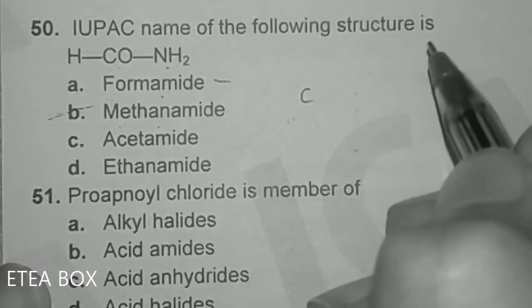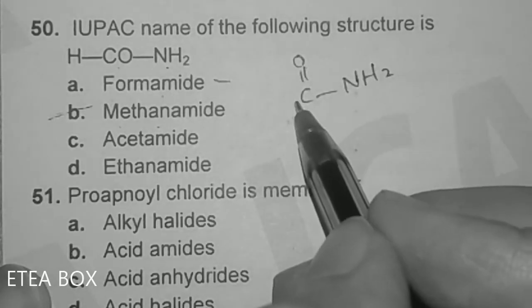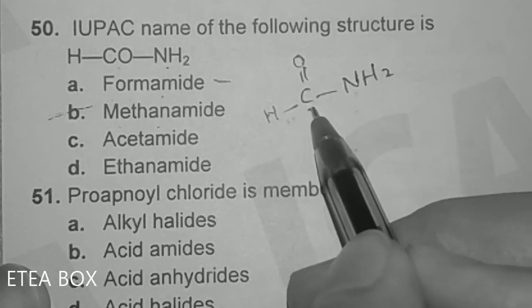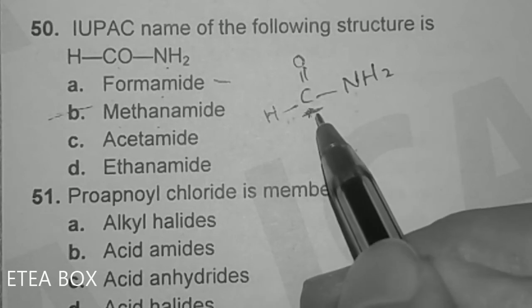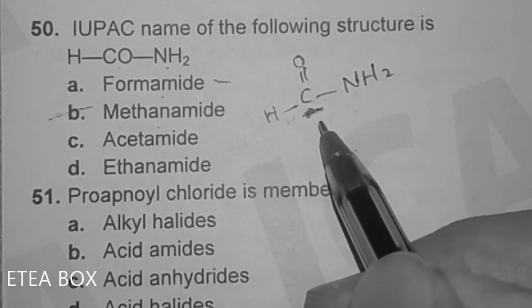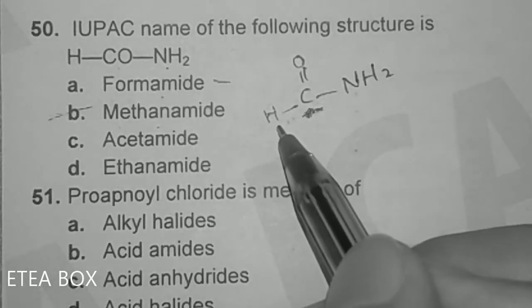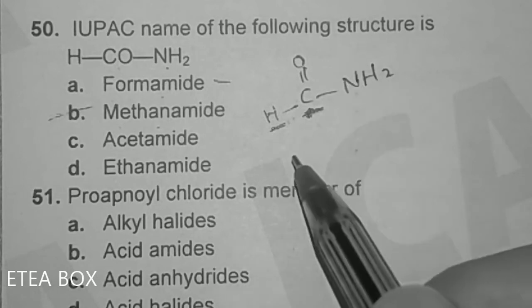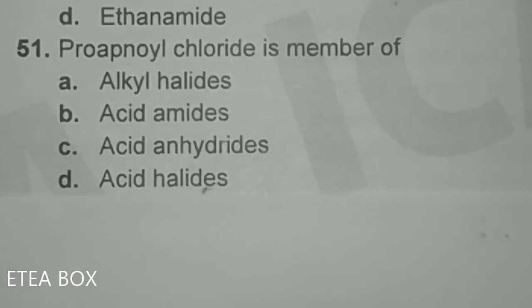Look, C double bond O and NH2, okay? And look, there is hydrogen. So you can name it methane because one carbon is present. In case of IUPAC, you have to consider this one carbon. And in case of common name, you simply name it forma, which is used for hydrogen, and amide is used for this one. So methanamide is the IUPAC name.